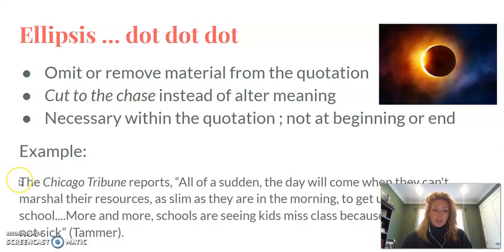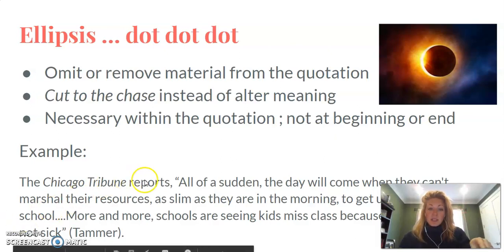So let's look at our example here together. It says the Chicago Tribune reports, all of a sudden the day will come when they can't marshal their resources, as slim as they are in the morning, to get up for school. Then we have the ellipsis, and the reason there's 4 dots is because that actually comes at the end of the sentence. So then that's a period. So you always use 3 in a row to say that you omitted or removed something. More and more schools are seeing kids miss class because they're tired, not sick. And then we have our citation. That's an author's last name.